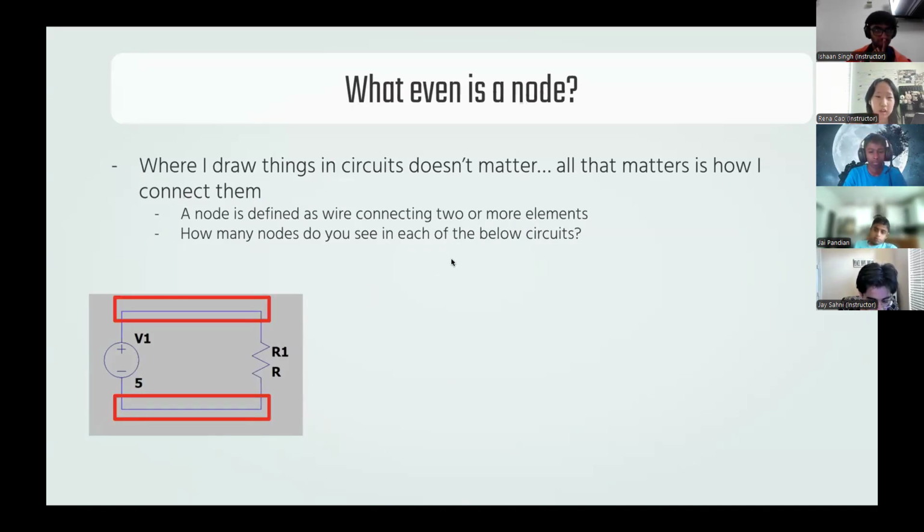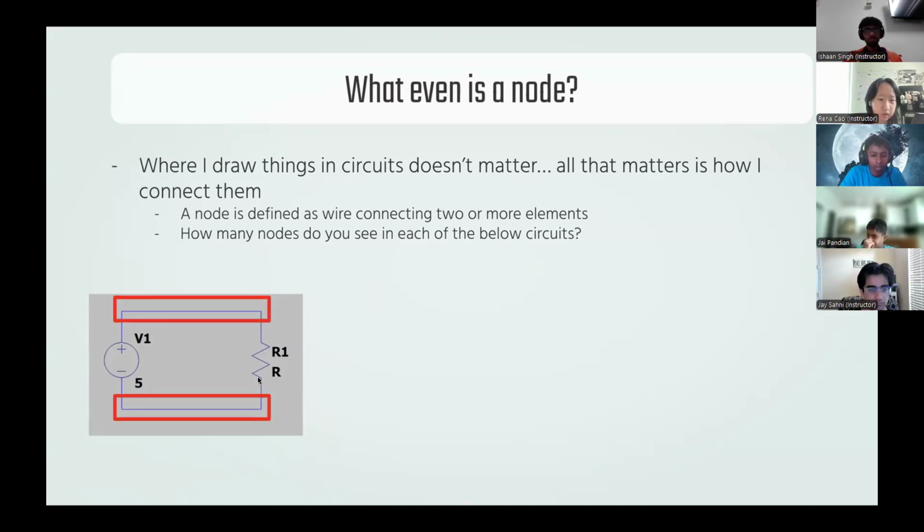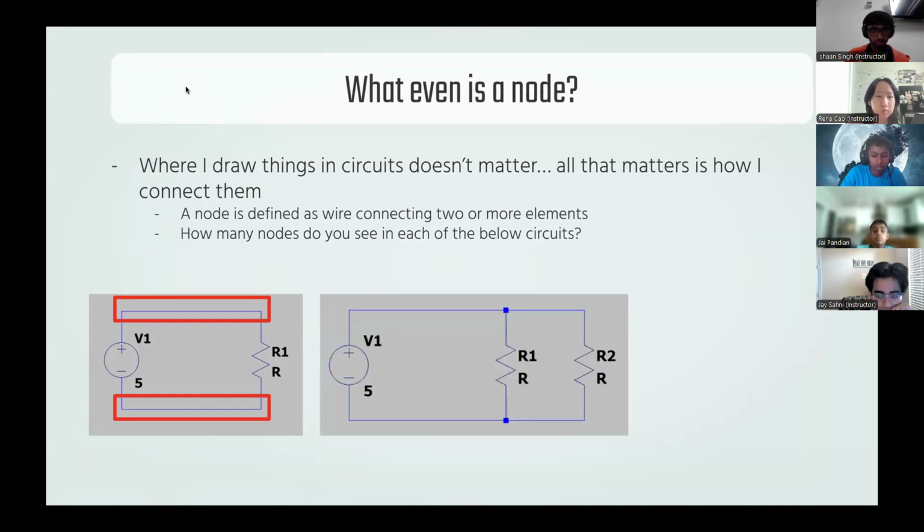So a node is defined as a wire connecting two or more elements. How many nodes do you see in the below circuits? Two, yeah. Because there's a node connecting them on the bottom and one on the top. So what about this circuit? Does anyone want to explain where they got four or whatever their answer was?